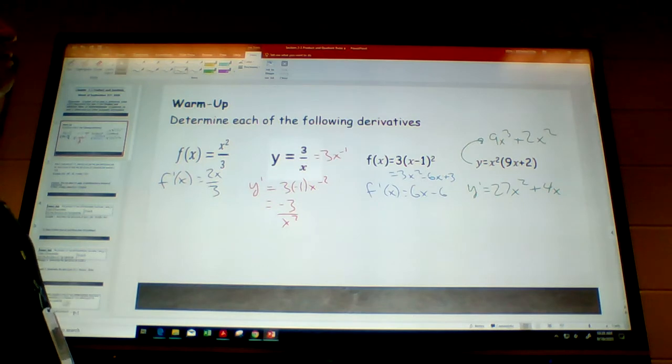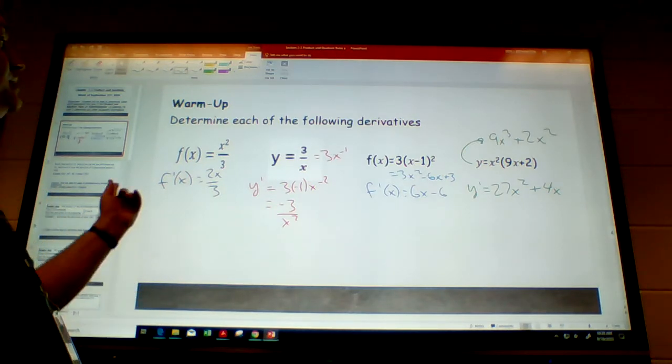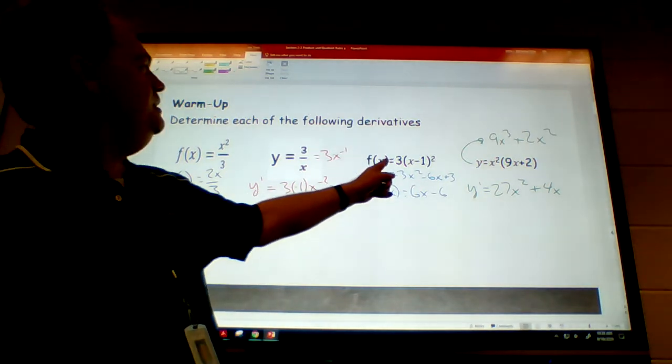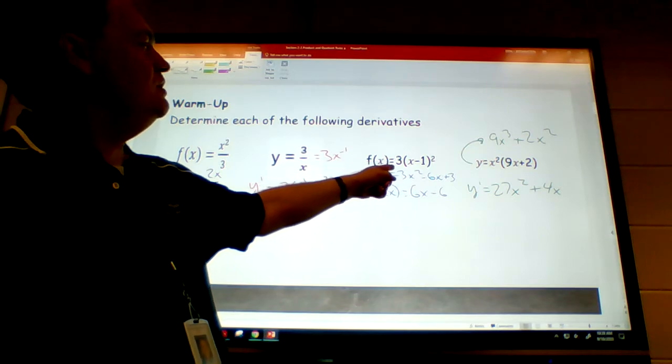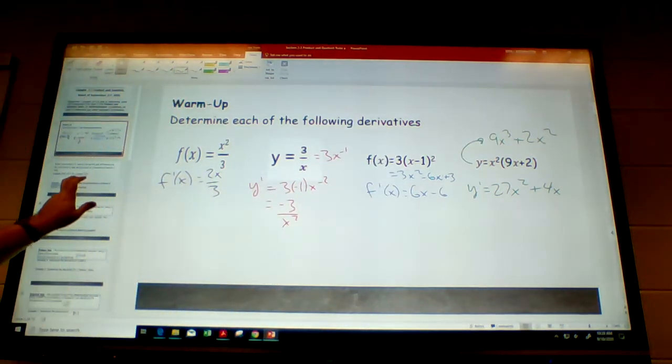I went ahead and did the warm up for you. I will post this, of course, as a solution version on Canvas, but I wanted to go ahead and do that with you. You can see what they are. Pretty straightforward. One thing you might want to work on is simplifying or rewriting them before you derive them. So that's always a good little hint.